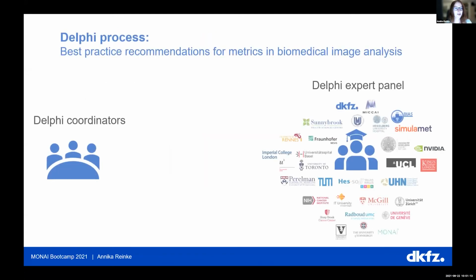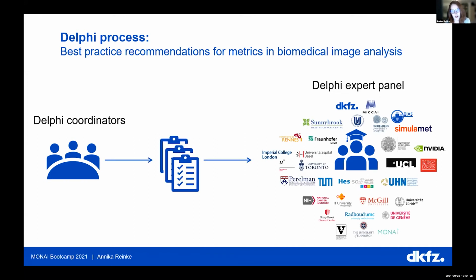We decided to aim for best practice recommendations for metrics in biomedical image analysis. We're doing this with the Delphi process. It works like this. We have a small group of Delphi coordinators. They are designing a set of questionnaires which are then transferred to a Delphi expert panel. Here we have researchers from all over the world, from different institutions worldwide. Their feedback then goes back to the Delphi coordinators. They evaluate everything, and then they do another round of questionnaires. With this iterative nature, we come to a consensus decision on these best practice recommendations.